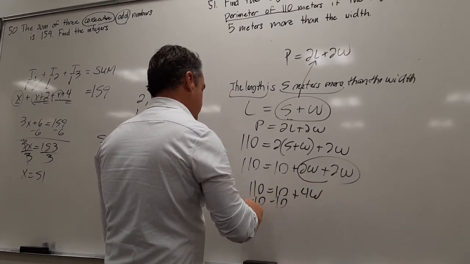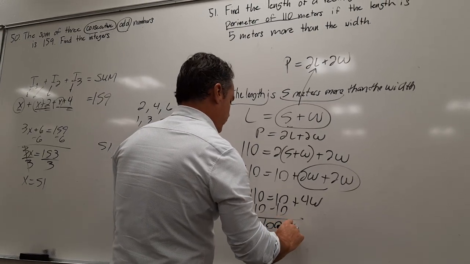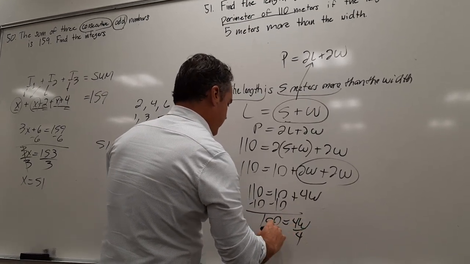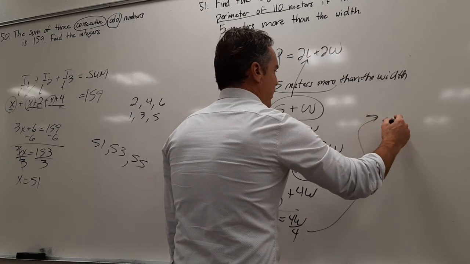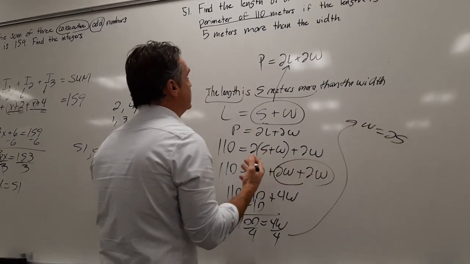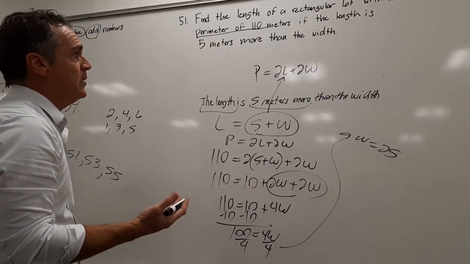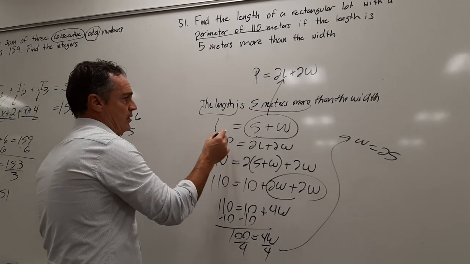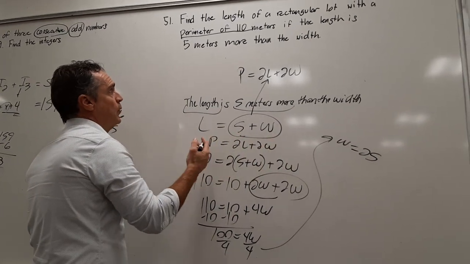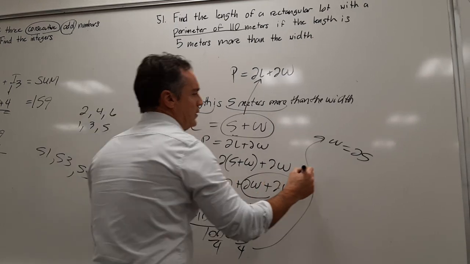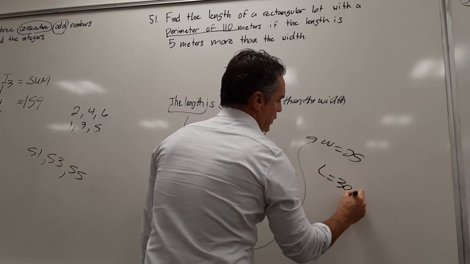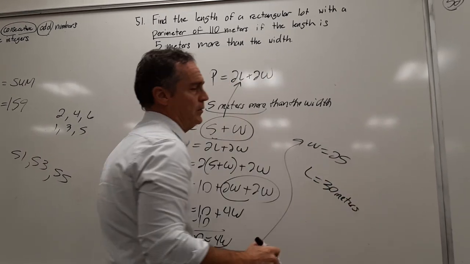Subtract 10 from each side. We get 100 equals 4W. We divide by 4 and divide by 4. And we're going to get a width of 25. They asked us to find the length. We know that the length is 5 more than the width, so the length is 30. It was meters, so our length equals 30 meters. And we're done with that problem.